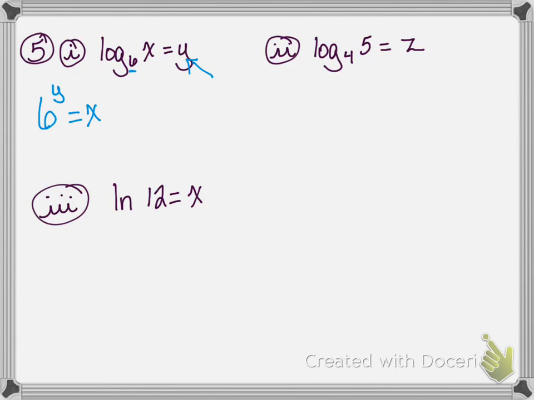Okay, now we're going to do another one. So the second one is log base 4 of 5 equals z. So our base stays 4. This is our base right here. z is our exponent. And our answer to that is going to be 5.